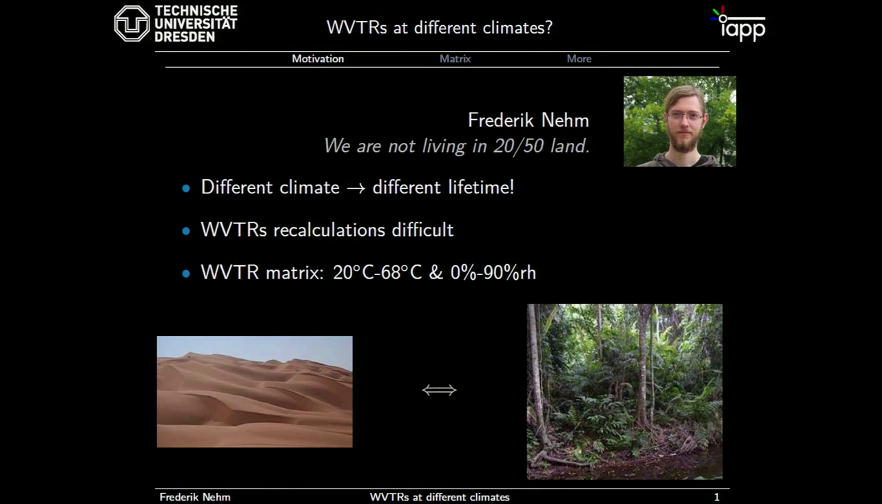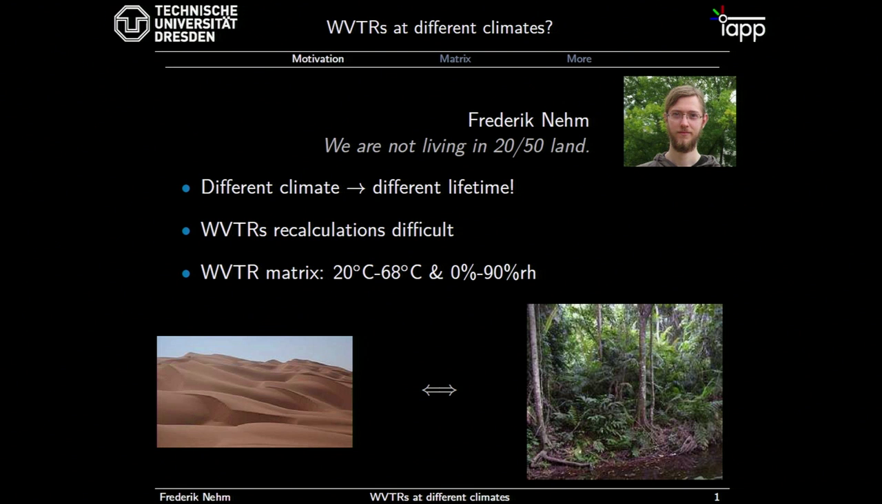Please let me start my motivation by saying we are not living in 2050 land, by which I mean, of course, that if you put your OPV cells in outdoor conditions, they're not going to be standard conditions, and they're certainly not going to be stable, constant conditions. So they're going to change. And if you want to know the lifetime of your device, you might want to consider different climates and WVTRs as well. So far, WVTR recalculations, so water vapor transmission rate recalculations, are rather difficult because of a lack of in-depth analysis of different climates on high barriers or solar cells.